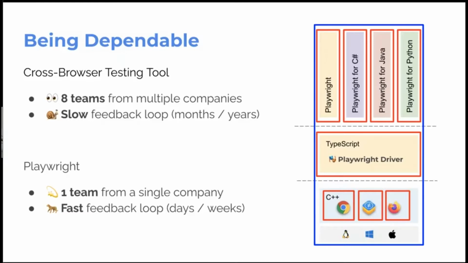So it's huge. Well, in the case of Playwright, this is just one team. We are responsible for everything. If something doesn't work, it's our fault, and we will fix it. And since the same team is doing everything and developing everything, we have a really short and tiny feedback loop. It's usually weeks and sometimes even days. And we think it's really important.